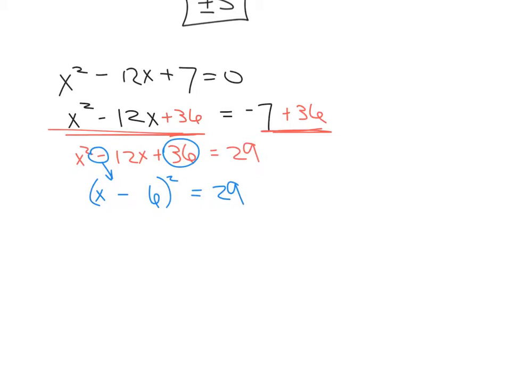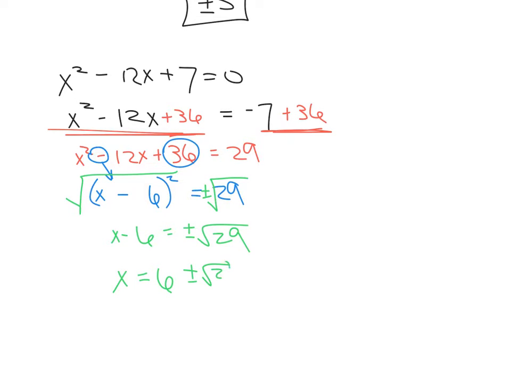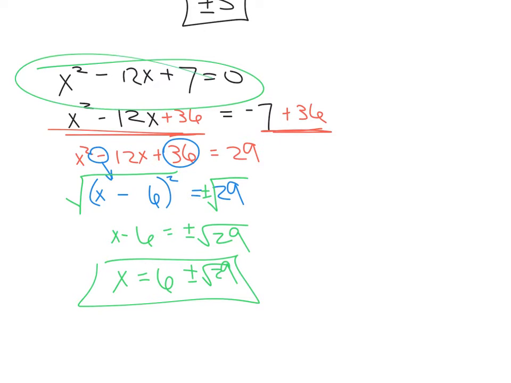Okay. Now all we have to do is square root both sides. And we get x minus 6 equals plus or minus the square root of 29. Add 6 to both sides. And there's our answer. That is why you didn't want to try factoring that, because you weren't going to come up with that for an x by just factoring. Okay, so that is it for completing the square, and we will go with 3.2c for learning the quadratic formula.